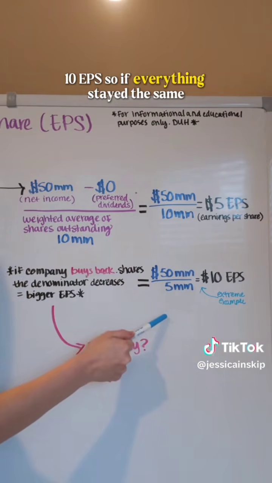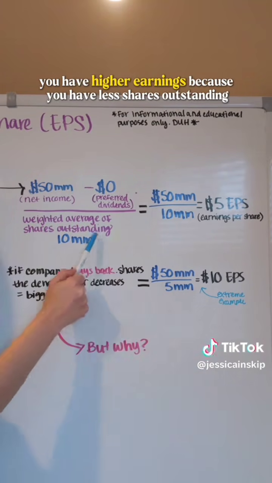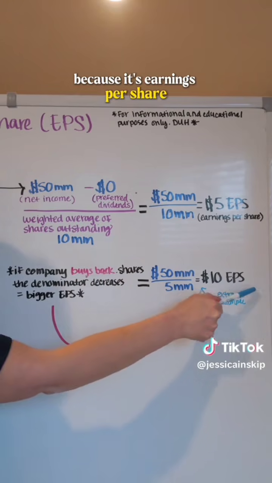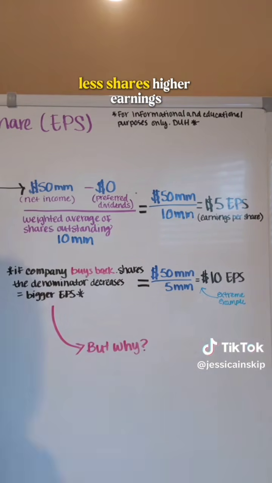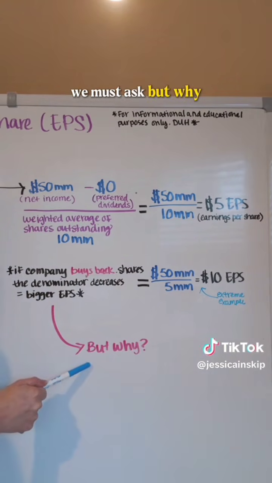So if everything stayed the same, you have higher earnings because you have less shares outstanding, because it's earnings per share. Less shares, higher earnings. When a company does announce buybacks, we must ask, but why?